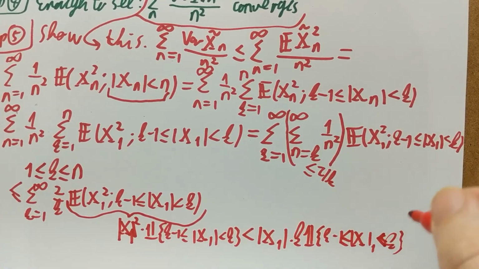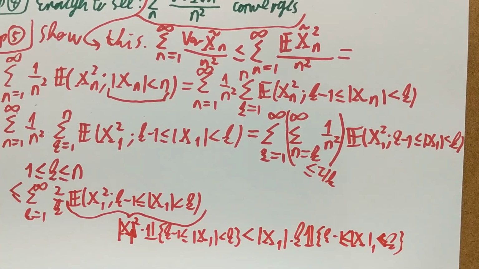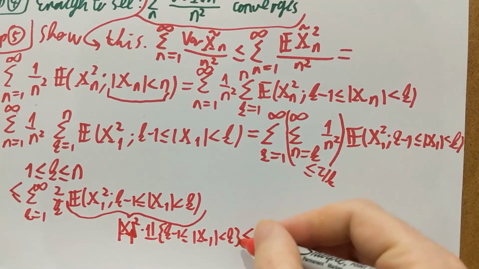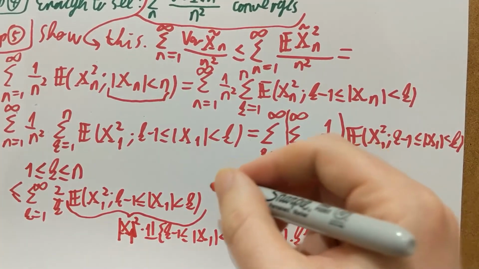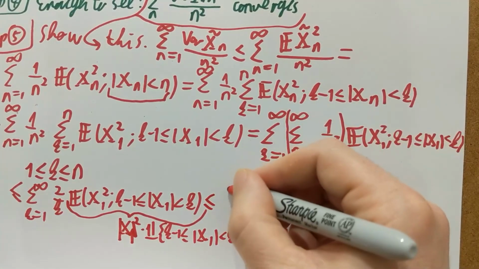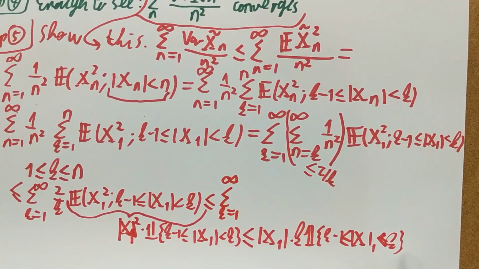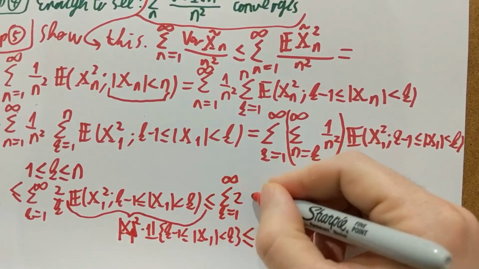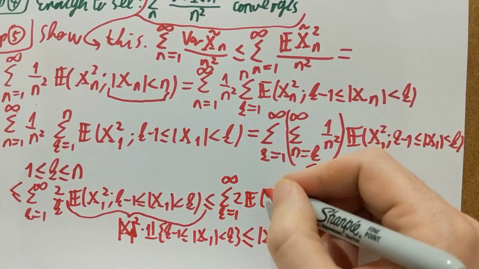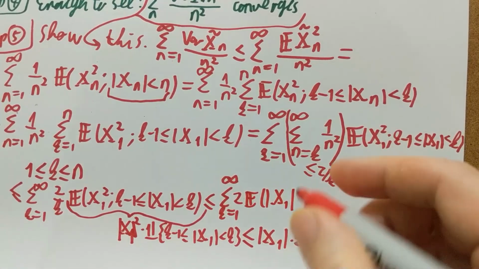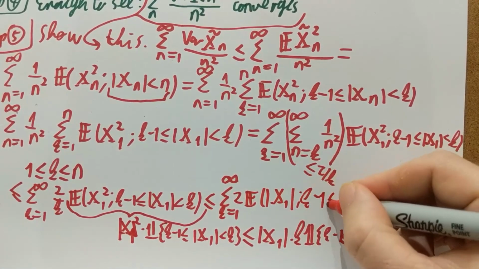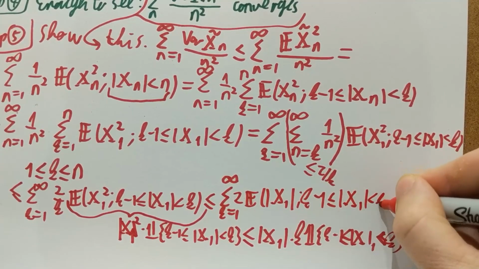That's simply because when the indicator holds, then mod x1 is less than k, so the square of mod x1 is less than mod x1 times k. When the indicator doesn't hold, then both sides are 0. So maybe I should add here an equal. Okay, and therefore this is smaller than or equal to the sum from 1 through infinity. And now what I'm going to do, of course, is plug this in the expectation. K is not random, it comes out of the expectation and kills the 1 over k in front of it. And that leaves me with a 2 and an expectation of mod x1 only, without a square, and the indicator k minus 1 less than or equal to mod x1 less than k.